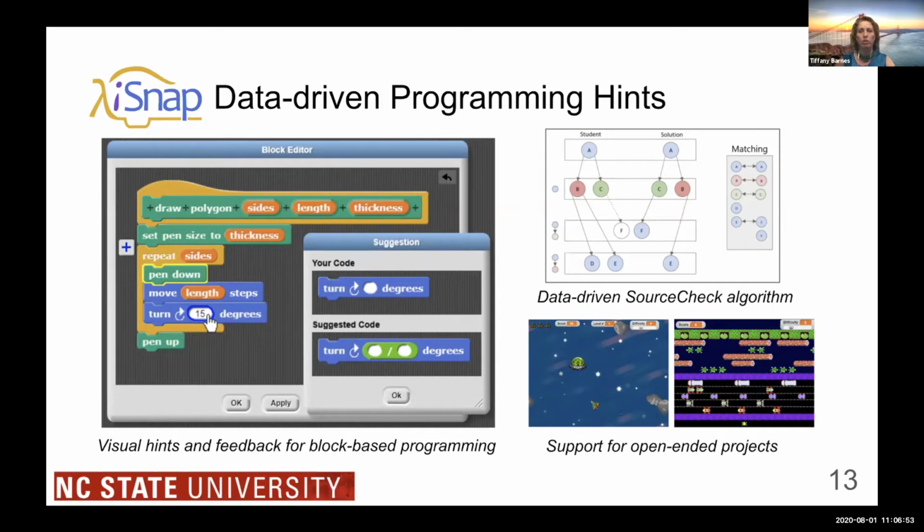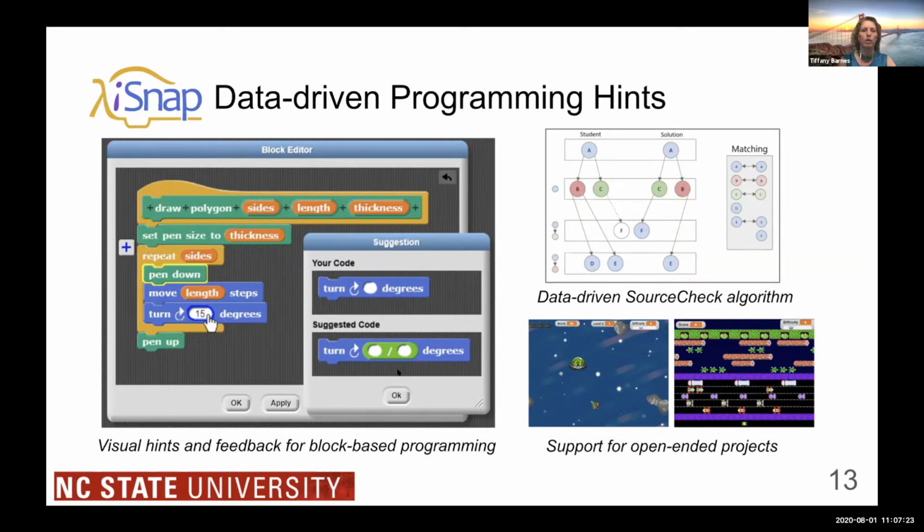So what we do with programming hints is we're actually using data from previous students who've solved a similar problem, and we're detecting the whole time that students are working. If you see a little plus right here, we're detecting the whole time that students are working what their code looks like compared to previous students' code to solve the same problem. And when we can figure out that they might need to do something different, we can pop up a hint, which is what that plus button is for, and let them know what they ought to be doing next.